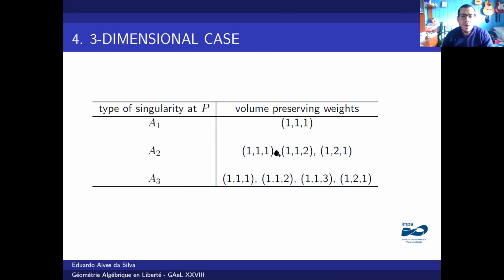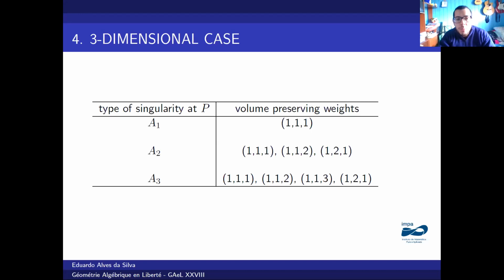For example, for a singularity of type A1, the only volume preserving weights are 1,1,1. That means that the unique weighted blowup is the standard blowup. And here we have all the possibilities for the cases where the singularity is of type A2 and A3. And now I am studying the case A_n, the case of A4, A5, and after doing that, I will move on to other types of canonical singularities.